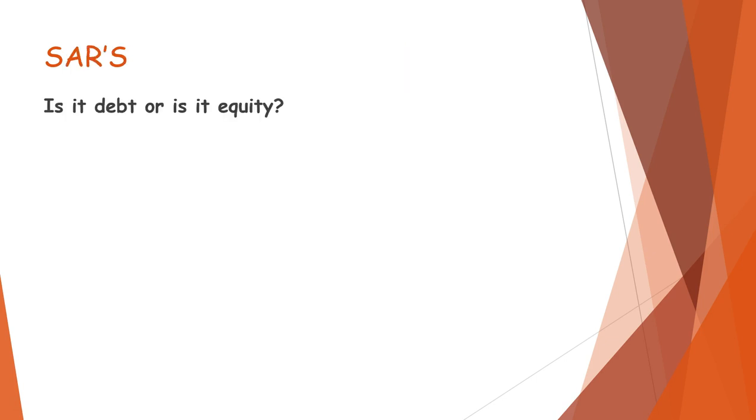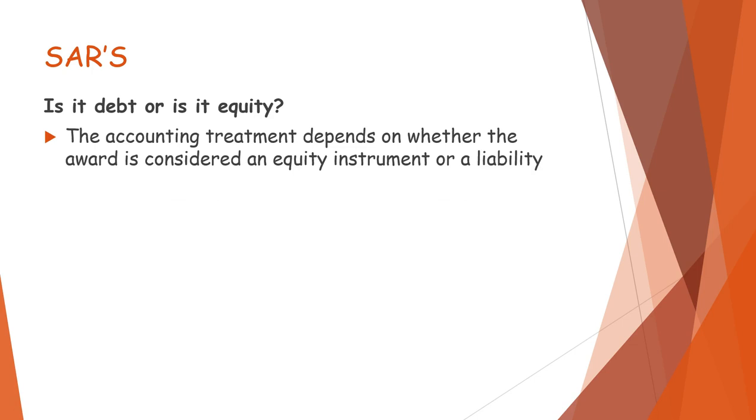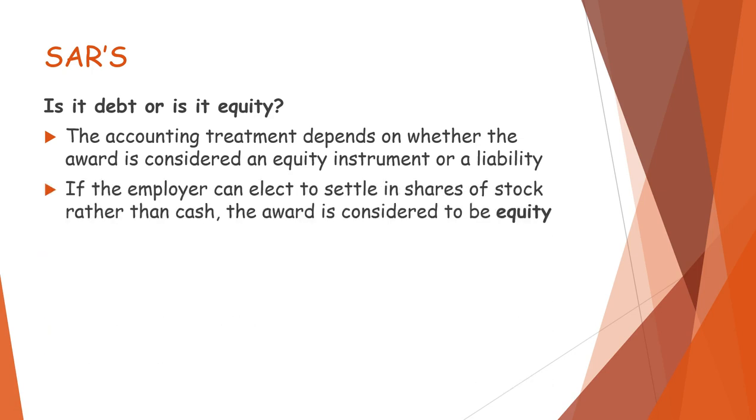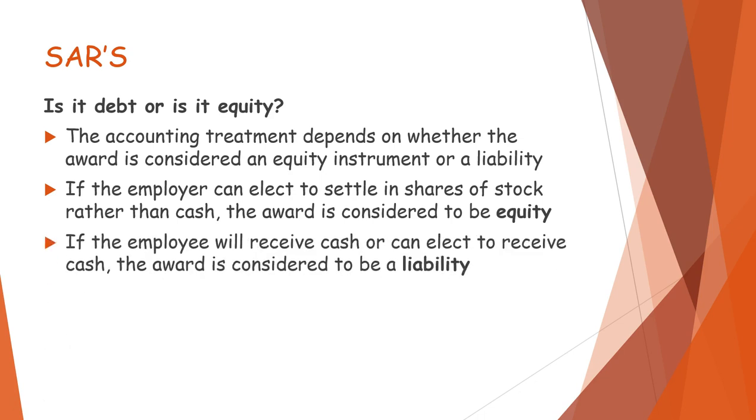Now the question: are SARs debt or equity? The accounting treatment depends on whether the award is considered an equity instrument or a liability. If the employee can elect to settle in shares of stock rather than cash, the award is considered equity. If the employee will receive cash or can elect to receive cash, the award is considered to be a liability.